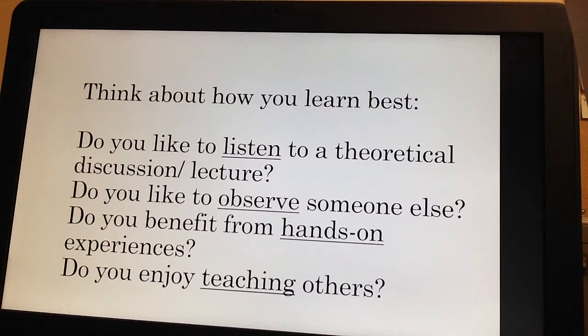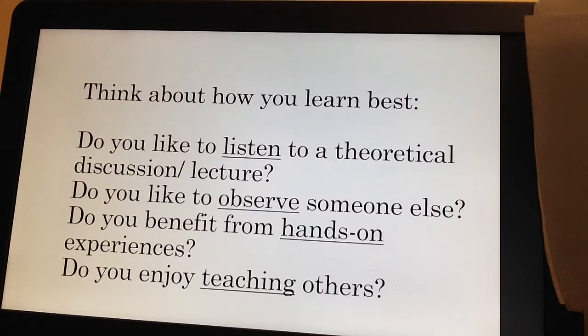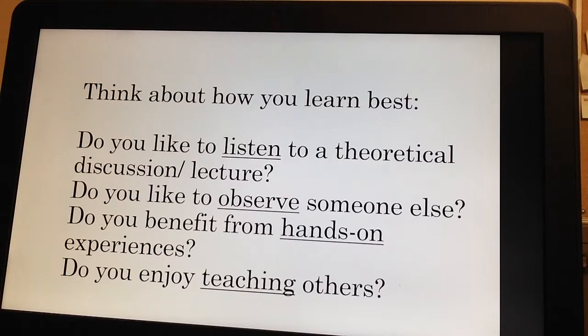Also, think about how you learn best. For example, do you like to listen to a teacher talk? Is that a way that you learn best? Or do you like to observe someone else? Do you benefit from hands-on experiences? Or do you enjoy teaching others? These different learning styles, and figuring out which ones are most familiar and comfortable for you, will help you understand the content and master the skills that are required for the different classes.